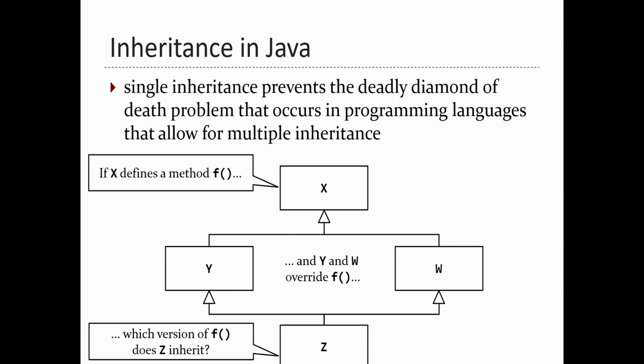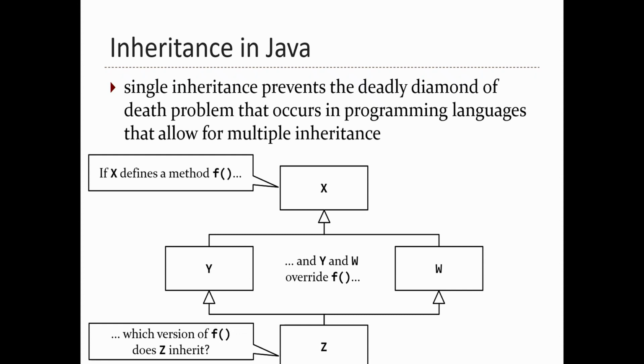So the problem is as follows. I've got this superclass X. It's got some public method or protected method called F. Now, you know in inheritance, the subclasses inherit all of the public and protected stuff. So that means Y inherits a version of F from X, and W inherits a version of F from X. Now, Y and W are allowed to change how F behaves. So they can override the behavior of F, they can change the definition of F.